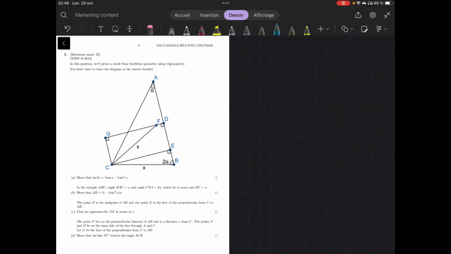Welcome back. This is question 2 on the N25 mock paper 3. This question can be solved without a calculator. So let's start with part A. This is a very straightforward result that you have seen in the course. We are going to use the compound angle formula for 3 alpha.